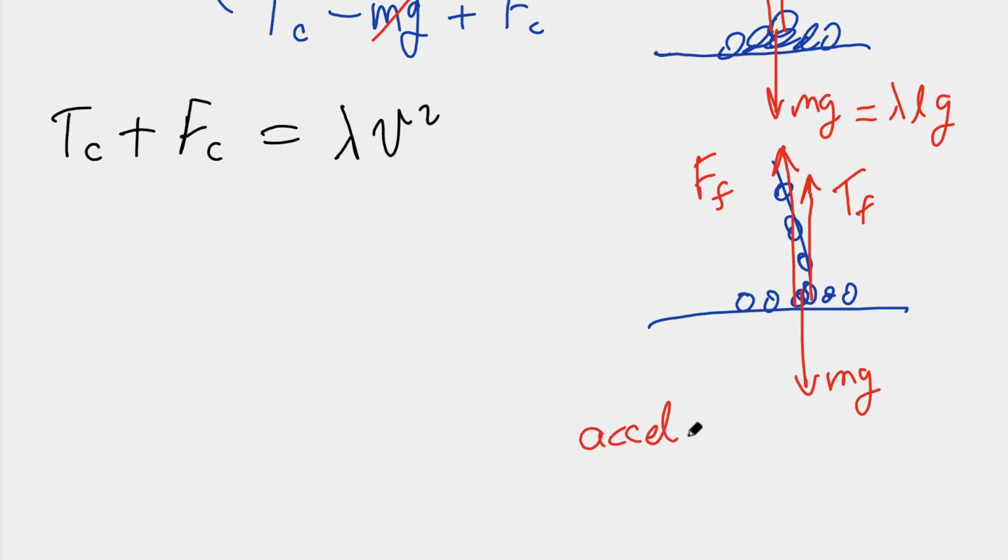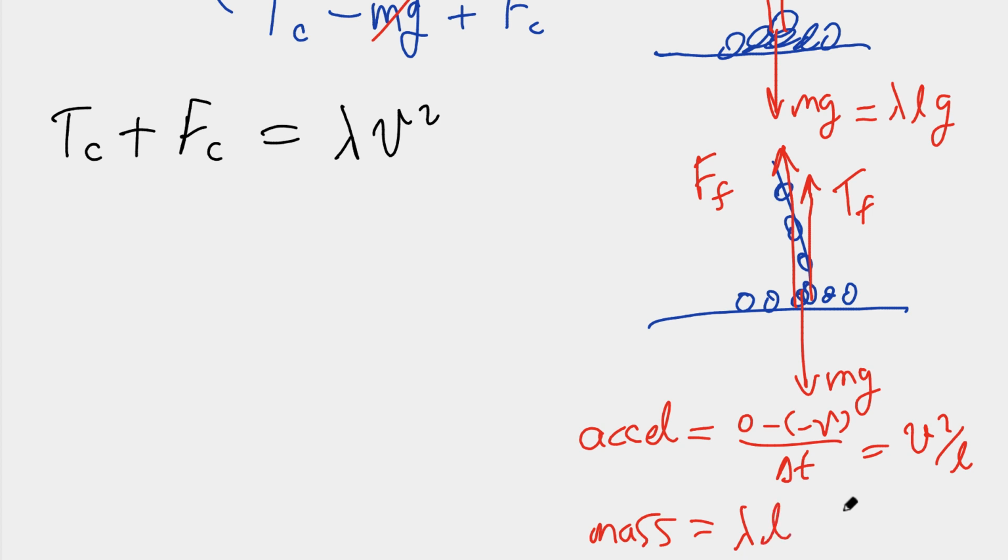It's the final velocity minus the initial velocity divided by delta t, which is equal to v squared over L. And the mass, again, is lambda times L. So multiplying these, the L's cancel. And what we have then is the total force, the force of tension, plus the force of the floor itself. And we'll ignore the gravitational force since it's very small compared to these other forces. This equals lambda times v squared.